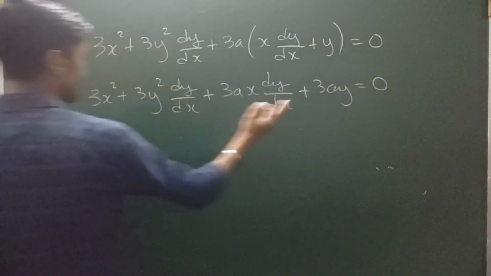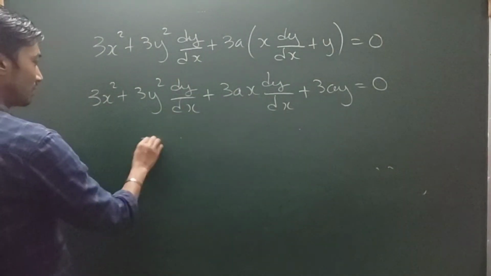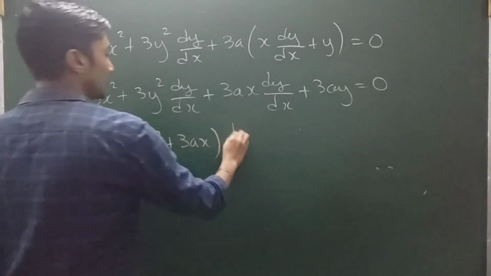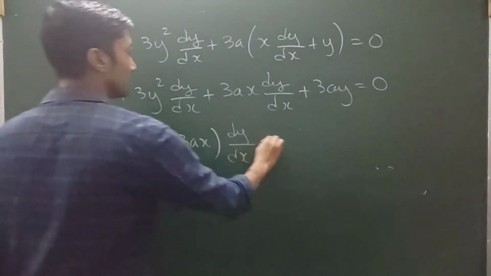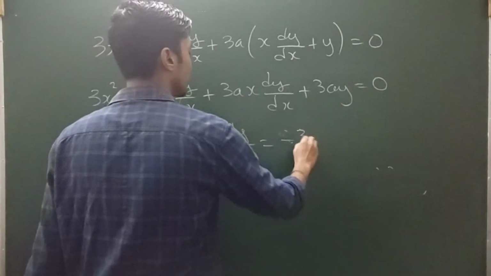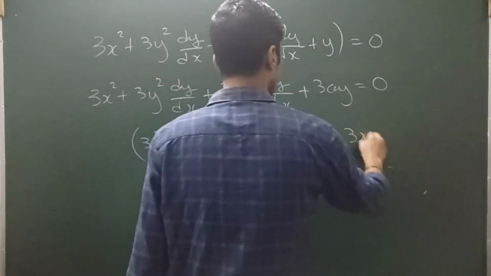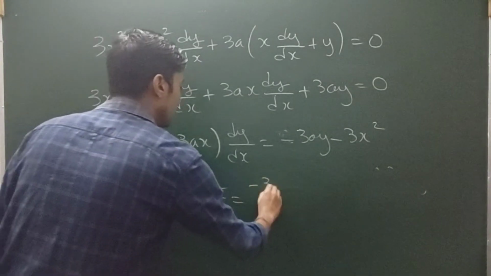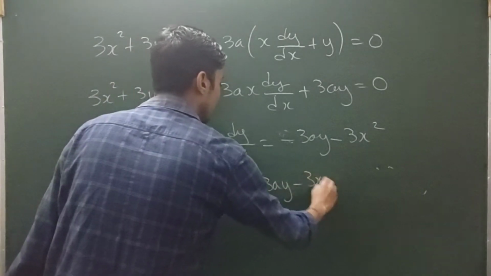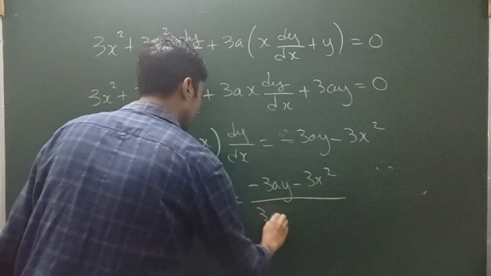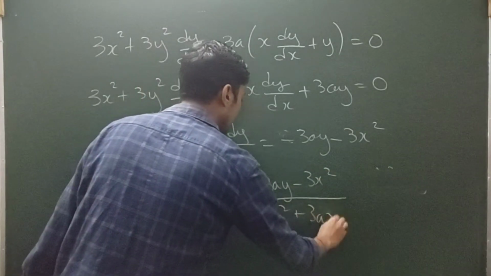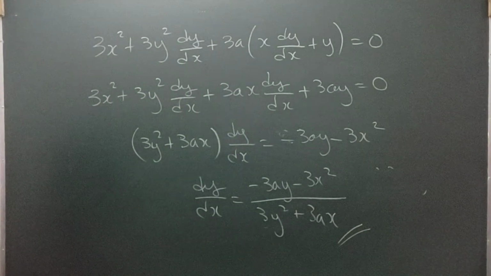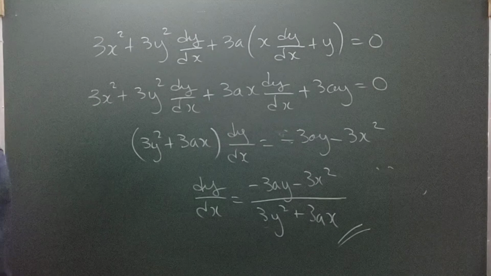So now dy by dx, you keep it on one side. I'm going to just take common 3y squared plus 3ax, 12th standard. I'm sure you find this comfortable. Minus 3ay minus 3x squared. So dy by dx is equal to minus 3ay minus 3x squared upon 3y squared plus 3ax. You can take out the value of 3 common and then simplify and cancel also, no problem.